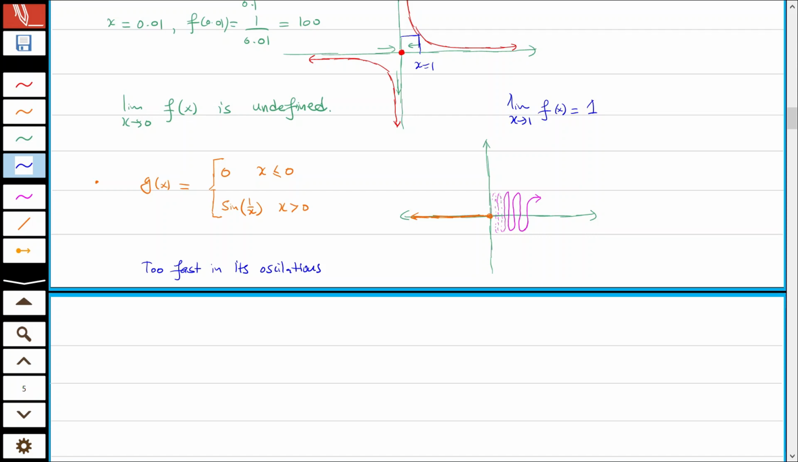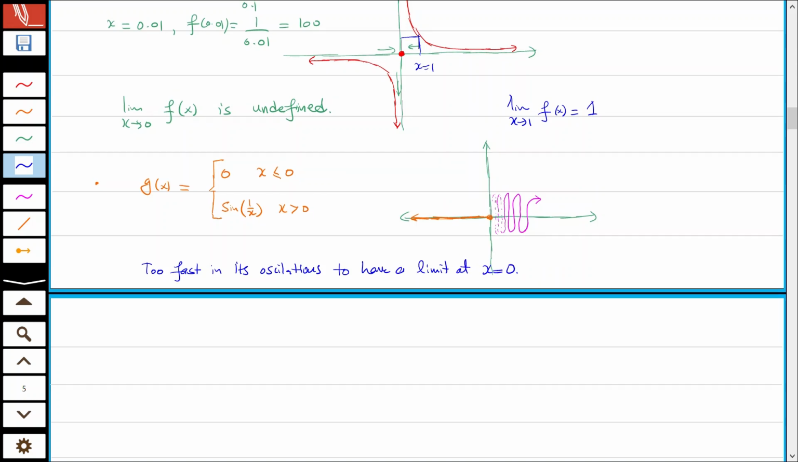To have a limit at x equals 0. You can see the value where we have a problem is x equals 0.